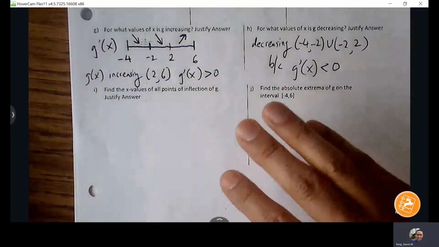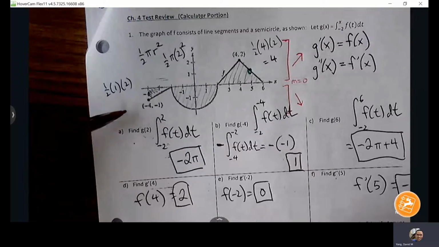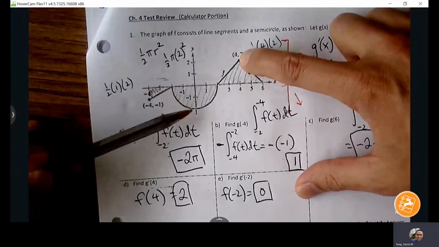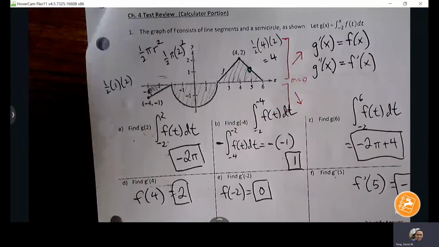Okay, find all points of inflection. How do we find points of inflection off of the derivative graph? Yeah, slope changes, right? Peaks and valleys. Okay. So -2, 0, and 4.